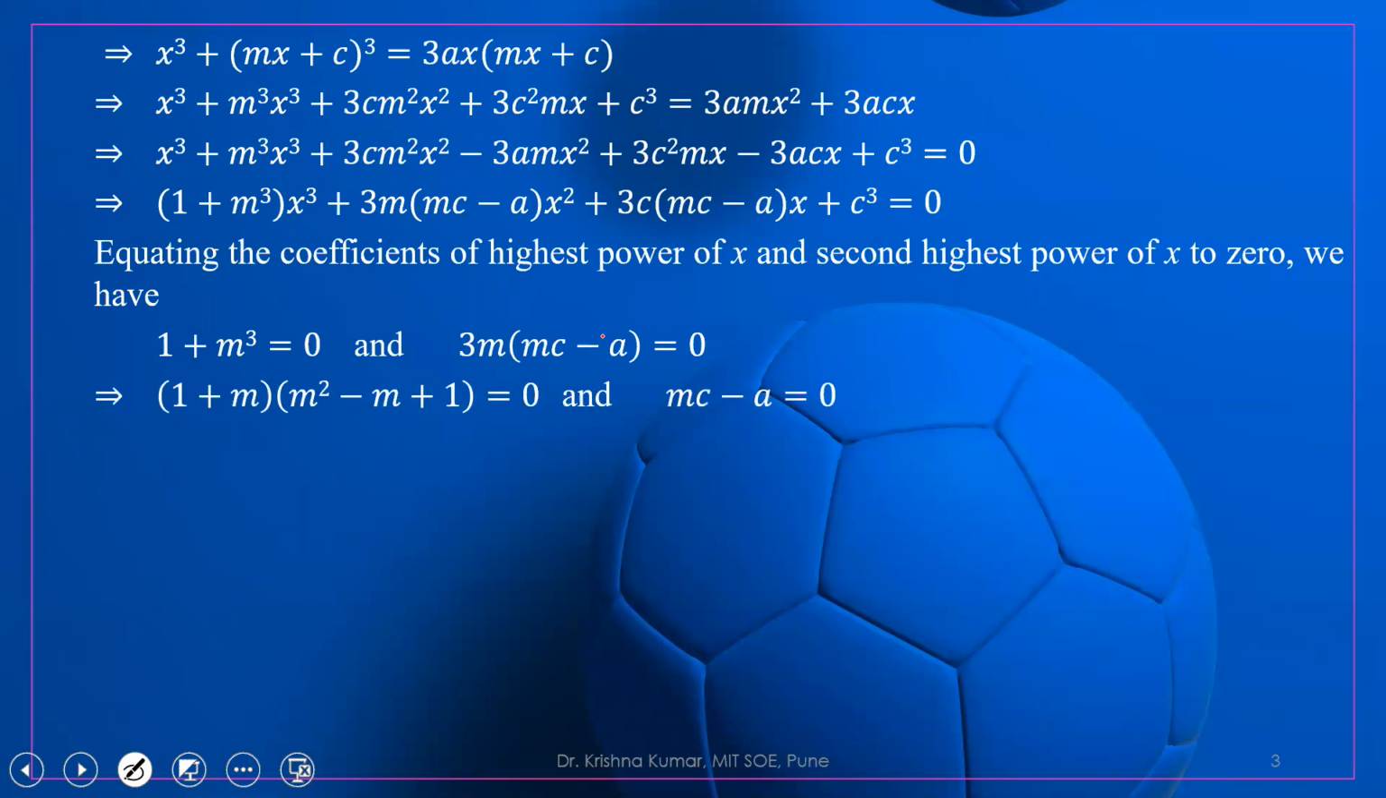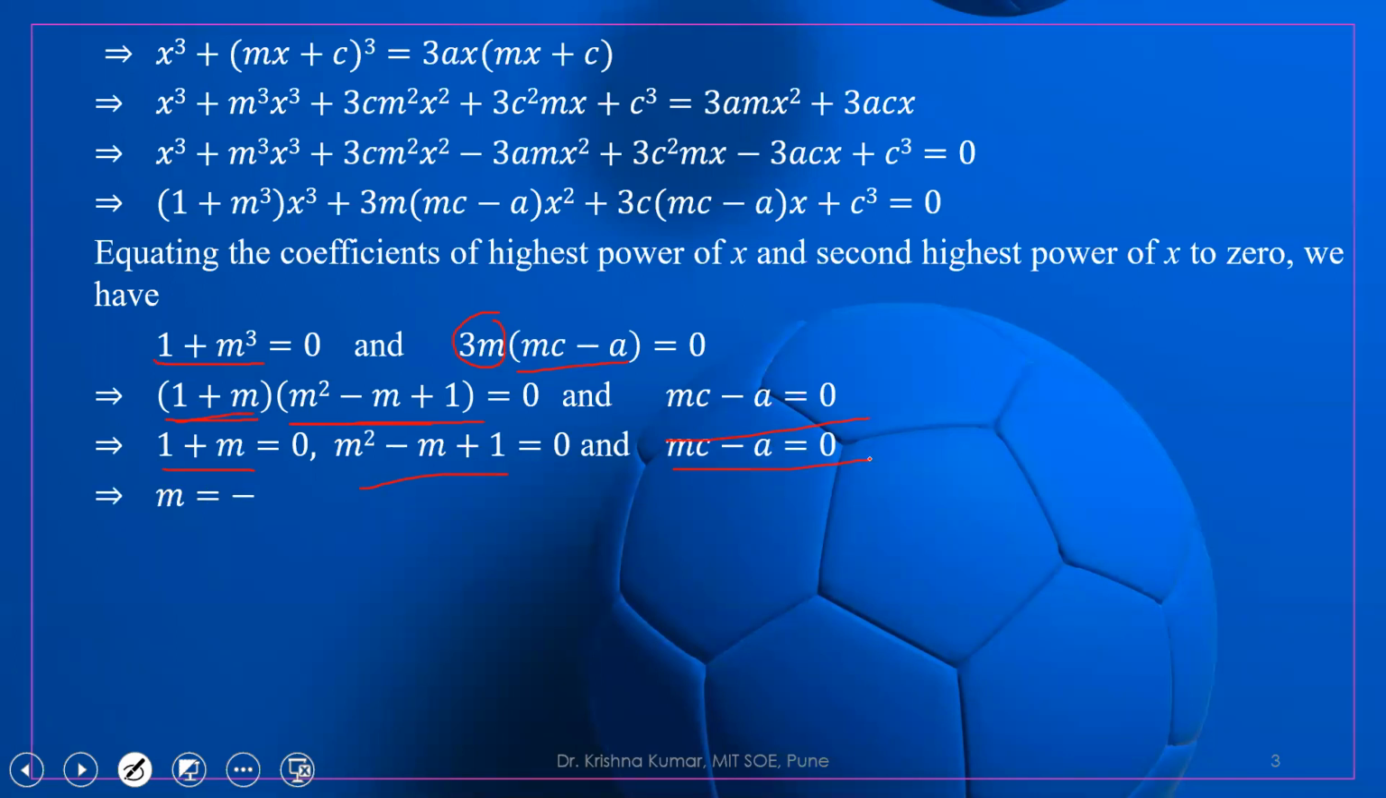So again, a^3 plus b^3, what is the formula for a^3 plus b^3? (a + b)(a^2 minus ab plus b^2). So with b as 1, equal to 0, and this 3m cannot become 0. So mc minus a is equal to 0, mc equal to a. Now the product of these two factors is 0, so this is 0 and this is 0, and mc minus a equal to 0. So m equal to minus 1. And if we simplify the other part, we get the imaginary value. So no need to find the imaginary value.